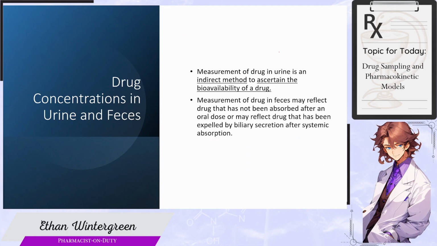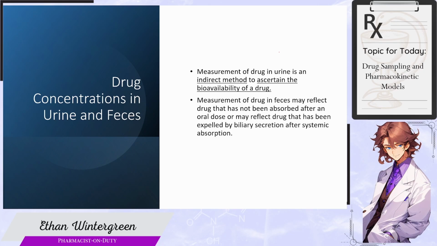Next is tissue concentration in urine and feces. Urine drug concentration is an indication of bioavailability, so it's an indirect method to ascertain bioavailability. Why is that? It's because for a drug to appear in urine, it must have first appeared in the kidney. And before it could have reached the kidney, it should have reached the blood first. So if the drug was able to reach the blood, the drug was absorbed. So presence of drug in the urine means that the drug was absorbed. It's a proof of bioavailability of the drug.